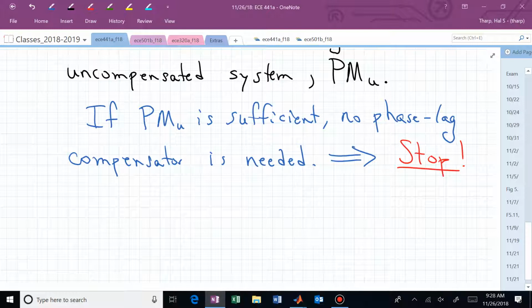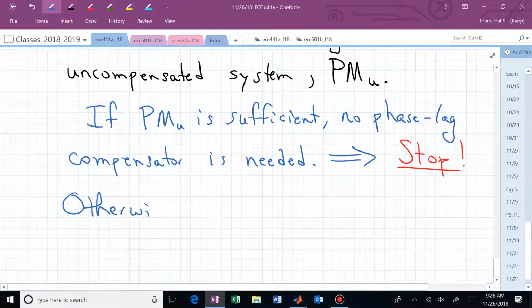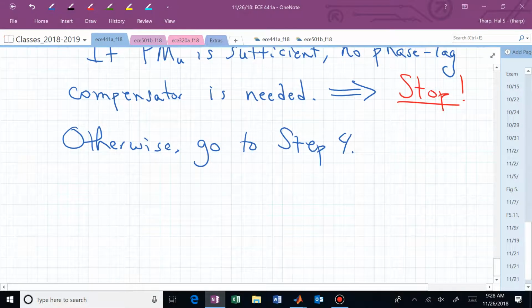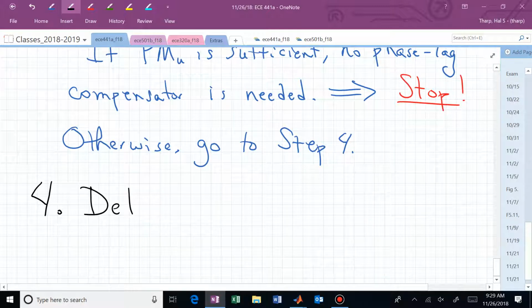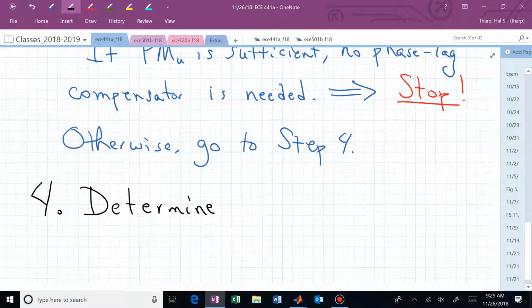So what happens if we can't? If the uncompensated phase margin is not sufficient, then we need to continue. So otherwise, we proceed to step 4. Step 4 says now if we don't have the necessary phase margin, we look on our phase curve and walk back to a lower frequency and say, where can I find the phase margin that I really want?